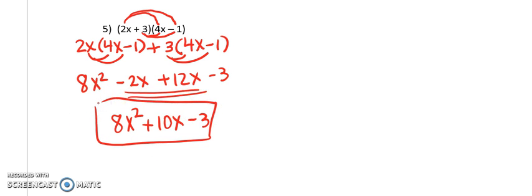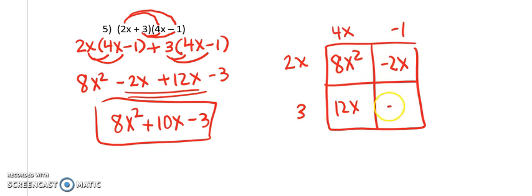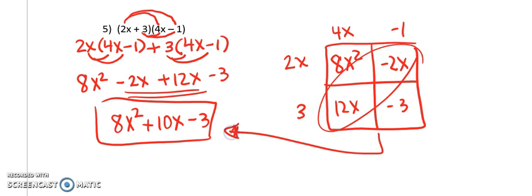Again, if I went too fast for you, you can always go back and re-watch, all right? You are in control of your learning. Now, if you do the box method, say you do this, and we've got 4x, and we've got negative 1. If you do this kind of method right here, again, you would multiply these together, get 8x squared. This gets you negative 2x, this gets you 12x, and this gets you negative 3. And again, you would combine these like terms, and you'd end up with the exact same answer.